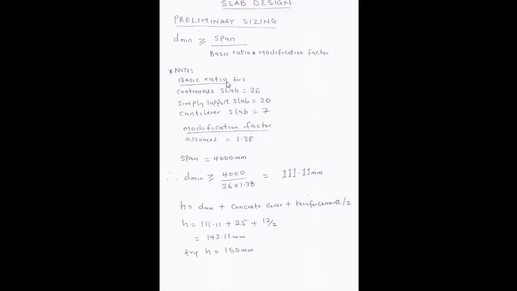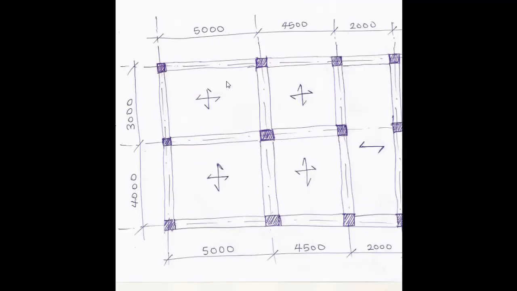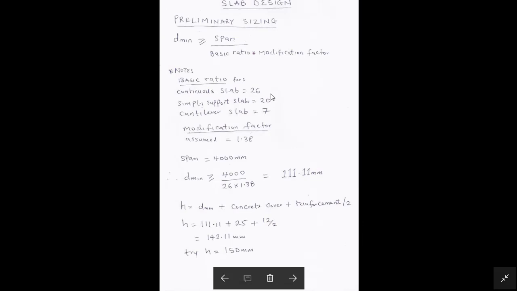With this, we know from our drawing that it's a continuous slab. It's not just one slab. So we'll be considering 26. Then for the modification factor, there are other factors, but what we are considering is 1.38. Our span, we said, is 4,000 mm, 4 meters or 4,000 mm.